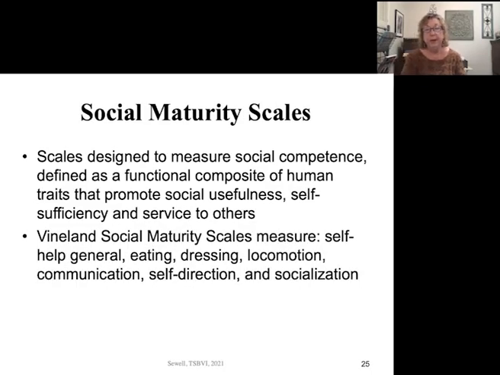Social maturity scales are designed to measure social competence, and I really hate how this is worded. It's a functional composite of human traits that promote social usefulness. Like I said, I really don't like how that is worded, but I think it is intended to say, can they be self-sufficient? Can they participate with others and help others as well as themselves? The Vineland social maturity scales measure self-help. In general, they measure eating, dressing, locomotion, communication, self-direction, and socialization.